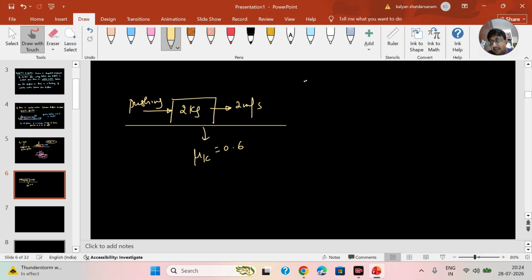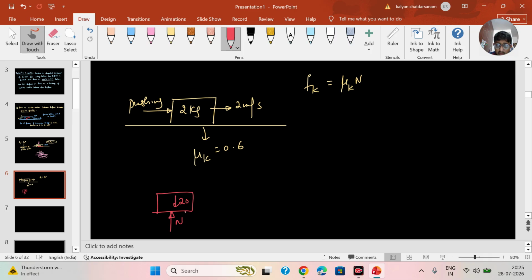So how to get the kinetic friction? We have a simple direct formula. Kinetic friction is simply mu k into n. So you must get the normal contact force, here between the ground and the block. You can get the normal on the ground by the block, or you can get normal on the block by the ground. It's easy to draw the free body diagram of the block. There is normal on the block. Earth is pulling this block with 20. I'm taking g as 10.